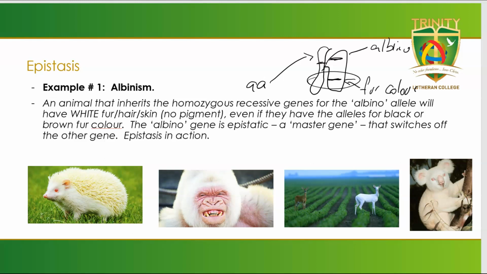So regardless of whether it has a black, a blue, a red, or a hot pink gene for fur colour, if it's got this albino combination of alleles, this gene's going to be switched off and no colour is going to come out in the fur. So that's epistasis in action. And that can happen in all different animals. Things that fly, things that live in the water, humans, monkeys, apes, orangutans, koalas, you name it, there are albino versions of it.